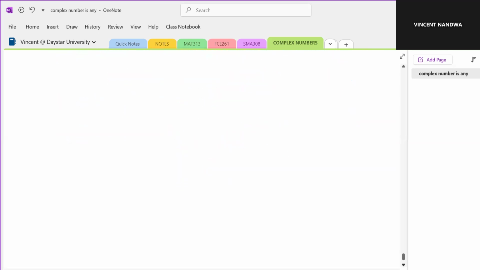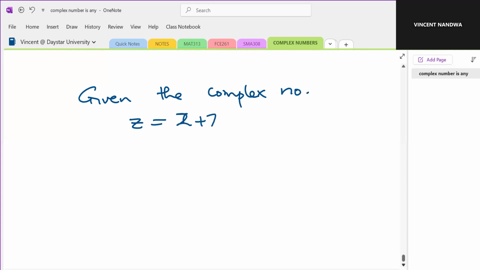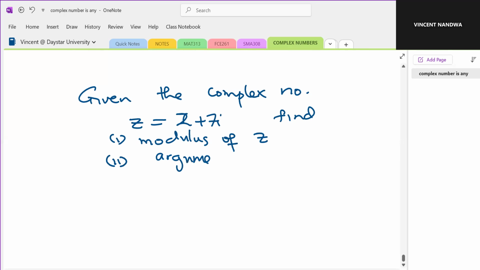Another example, given the complex number z equals 2 plus 7i, find 1, the modulus of z, then 2, the argument of z, then 3, the polar form, and then 4, the exponential form.